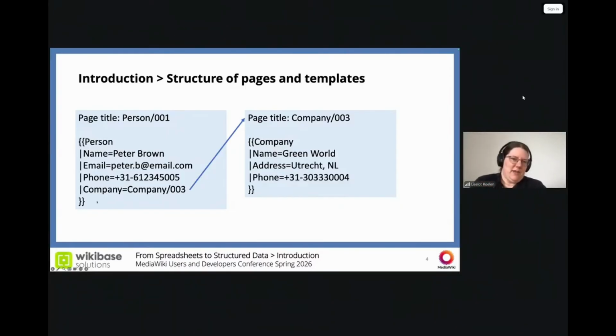But there is a difference here because now for the company, we are also referring to the company which has its own unique number. And that's also used as page title for the company, which you can see on the right side. And then the name of the company is only stored on the company page, so you don't have it in both the person and the company data.